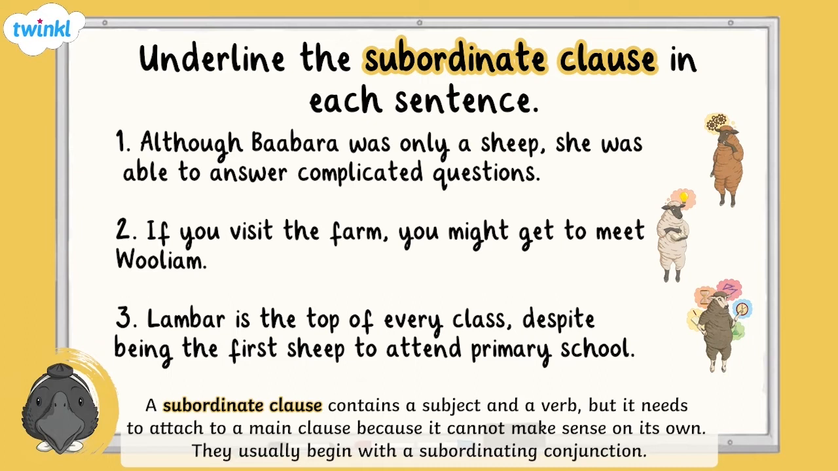Now let's take a look at the answers. You will need to have underlined each word in the subordinate clause for them to be correct, not just the subordinate conjunction. The 3 subordinate clauses are, although Barbara was only a sheep, if you visit the farm, and despite being the first sheep to attend primary school.